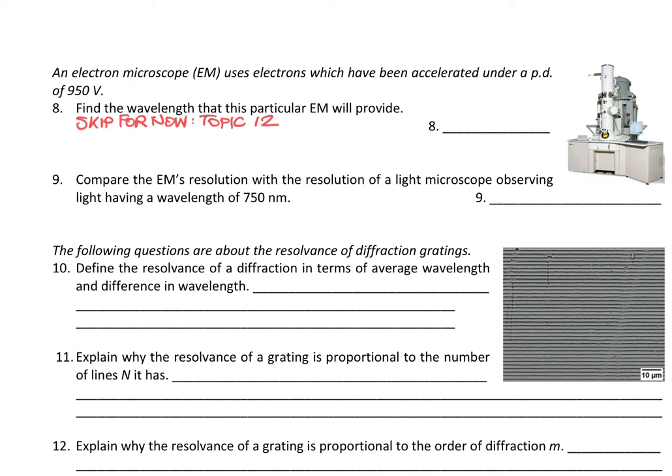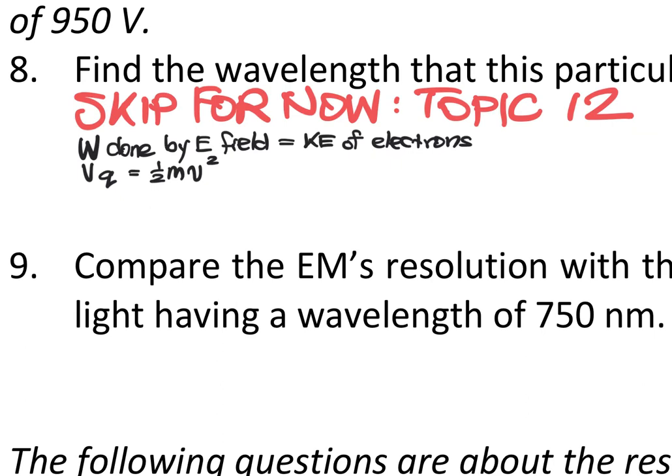Okay, so number 8 is actually topic 12, so we can skip that for now. I'm dealing with de Broglie wavelength, but I can throw together a quick solution just to show, because it's an interesting question. The work done by the electric field becomes the kinetic energy of the electrons, assuming total efficiency. So V is W over Q, so W is V times Q. The work done by the field is voltage times the charge, and that equals 1/2 mv squared on the right side, the kinetic energy of the electrons.